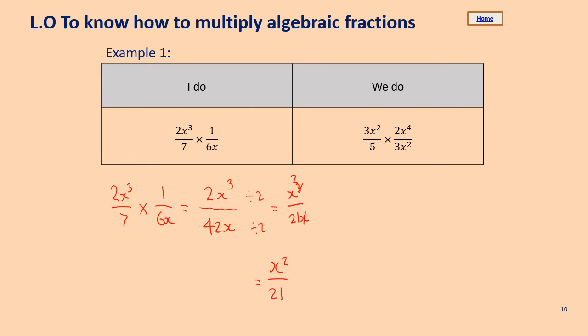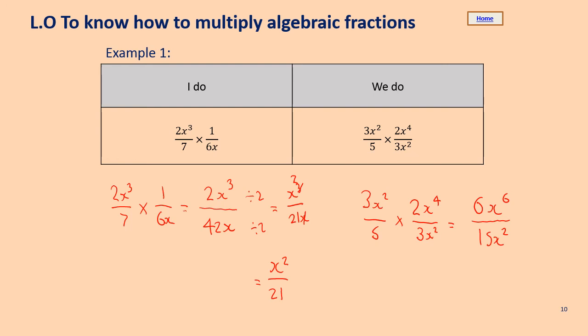Okay, so for the we do, we've got 3x squared over 5 times by 2x to the power 4 over 3x squared. So 3x squared times 2x to the power 4. Remember to multiply the coefficients first, so 3 times 2 gives 6. X to the power 2 times x to the power 4 gives x to the power of 2 plus 4, which is 6, over 15x squared on the bottom.